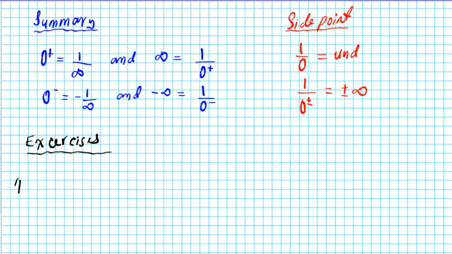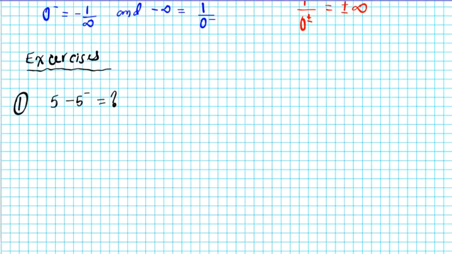Question number 1. What is 5 minus 5 from the left? Alright, let's go ahead and solve it. 5 minus 5 from the left. Now, 5 minus 5 from the left, if you think about it, is going to be 0 from the left. But let's go ahead and show the work, okay?